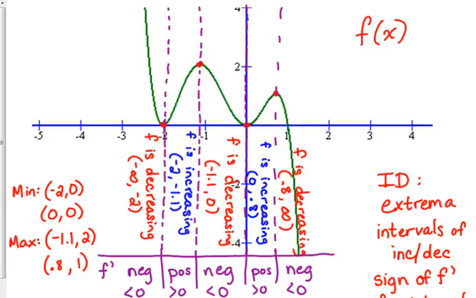About this graph a little bit. If this is an original function, the minimums are at -2, 0, and at the origin, 0, 0. The maximums are at approximately -1.12 and about 0.8, I call it 1 for the y value.